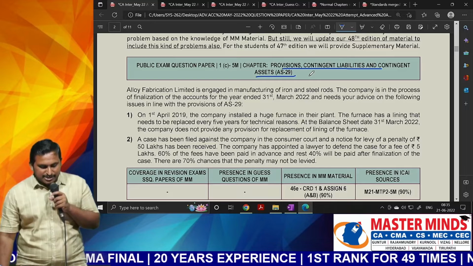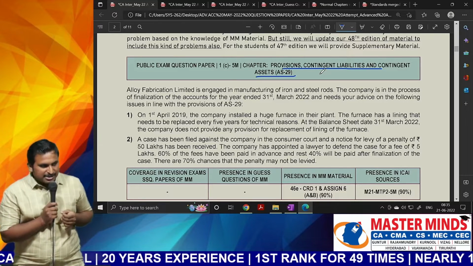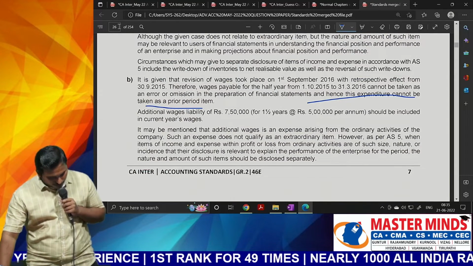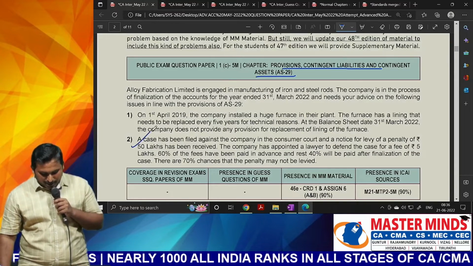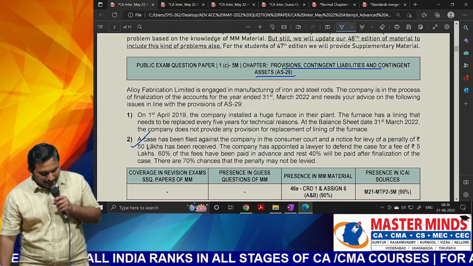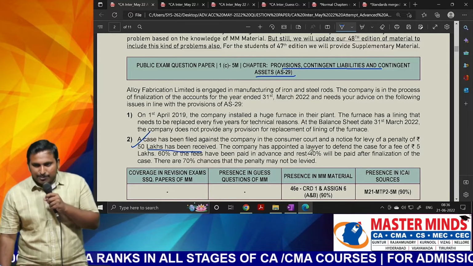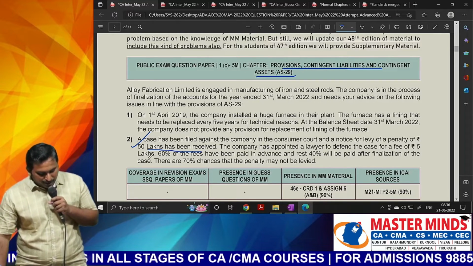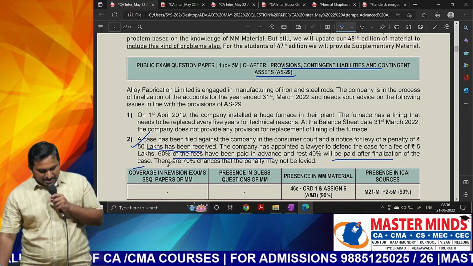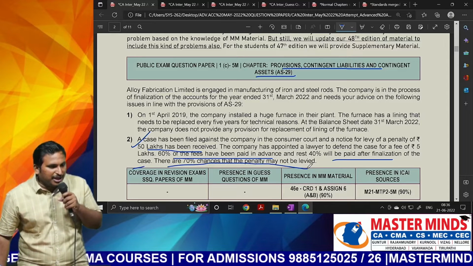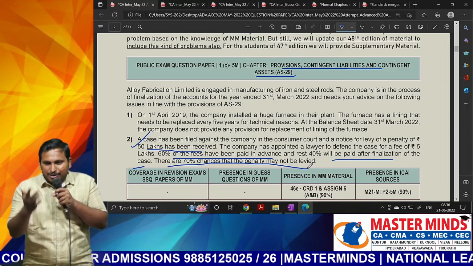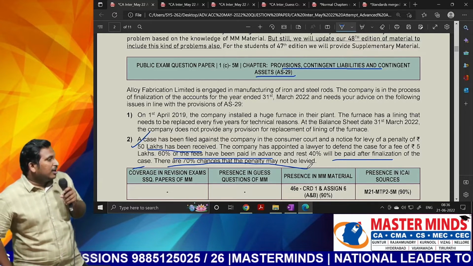Question number 1C, sir. Provisions, contingent liabilities and contingent assets. Let me show you a similar question in our material also. So first let me deal with this point 2, sir, that lawyer question. A case was filed against the company in the consumer court and a notice for levy of penalty of 50 lakhs has been received. Company has appointed a lawyer to defend the case for 5 lakhs. 60% of the fee paid in advance, rest will be paid after the finalization. There are 70% chances that penalty may not be levied. So if 70% chances that penalty may not be levied, provision required? Not required. But for lawyer fee, provision is required.